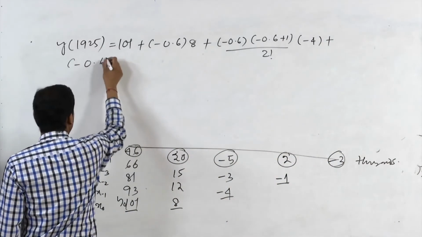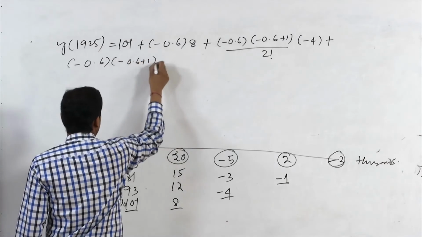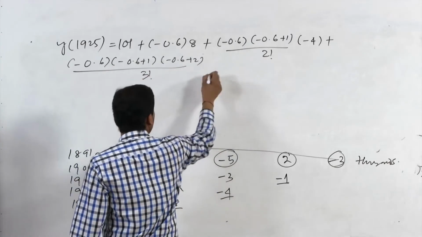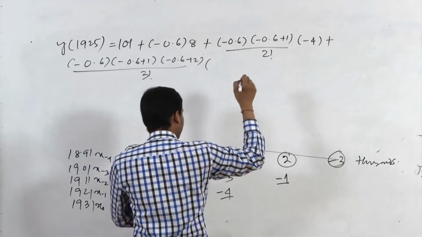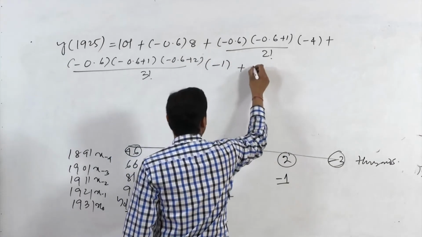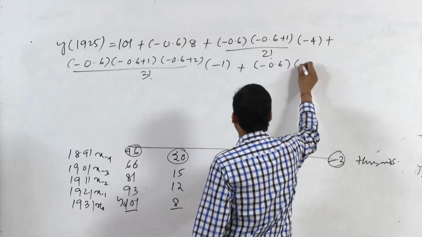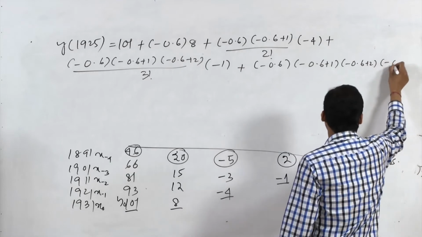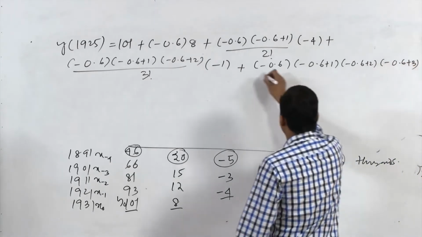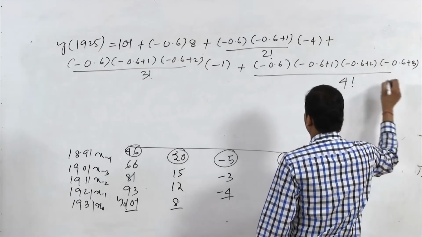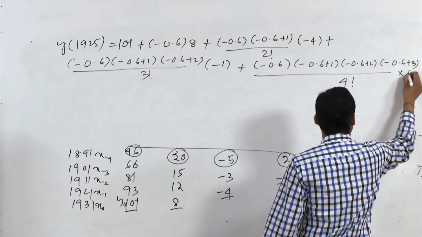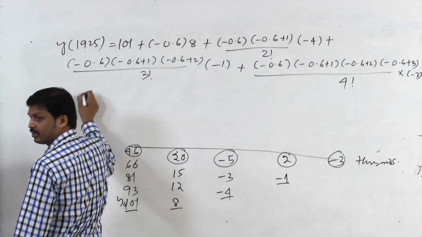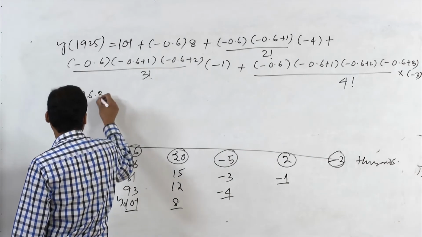Plus minus 0.6 plus 1, minus 0.6 plus 2, divided by 3 factorial, and this value is minus 1 here, plus minus 0.6, minus 0.6 plus 1, minus 0.6 plus 2, minus 0.6 plus 3, divided by 4 factorial into the last value, that is minus 3 here, and the final population size is 96.8368 here.